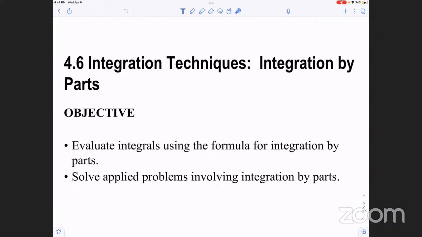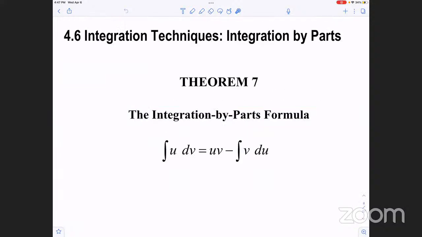So this is over section 4.6, integration techniques, integration by parts. A couple of objectives: we'd like to evaluate integrals using the formula for integration by parts, and then solve applied problems involving integration by parts. Okay, so we have this theorem 7. It says this is the integration by parts formula.